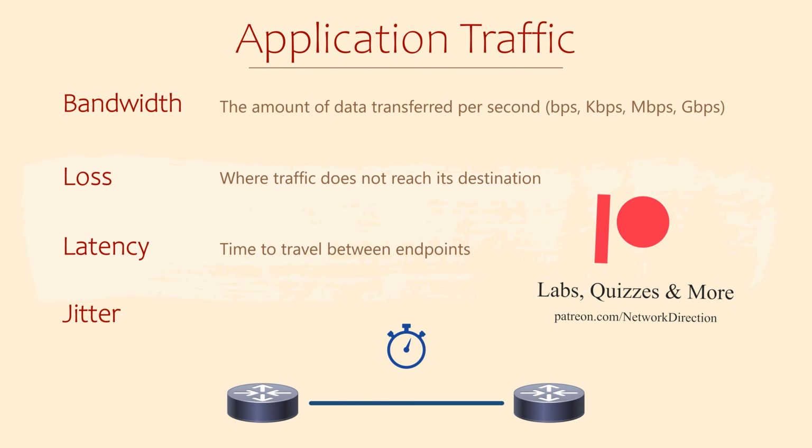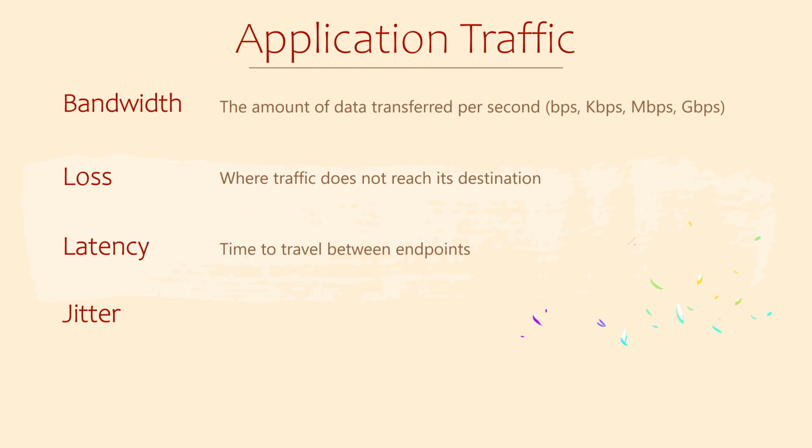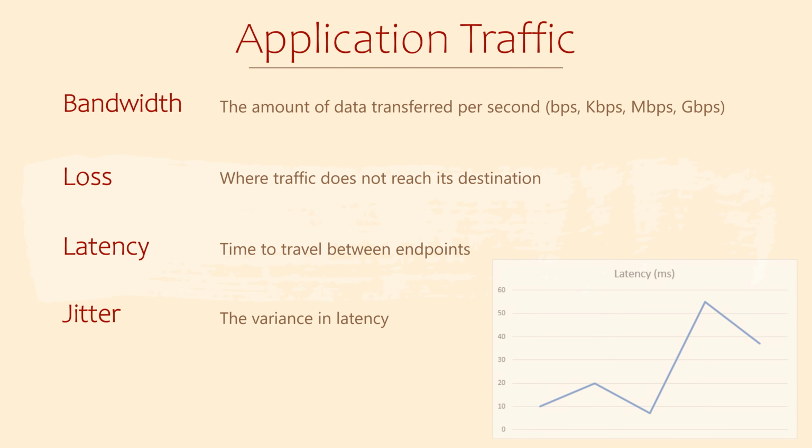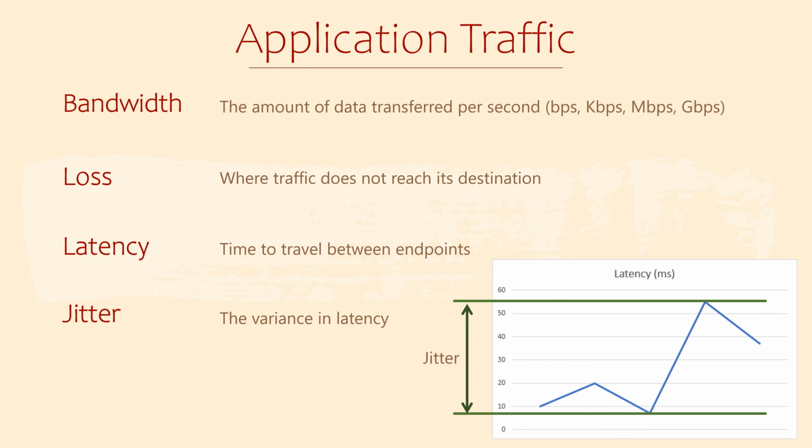An interesting one is jitter. This relates to latency. Latency measures the time for a packet to travel between two endpoints. Jitter measures the variance in this time. Imagine we measure the latency of 5 packets. Delivery takes 10 milliseconds, 20, 7, 55, and 37 milliseconds. We have a lot of variance between the smallest and largest delivery times.